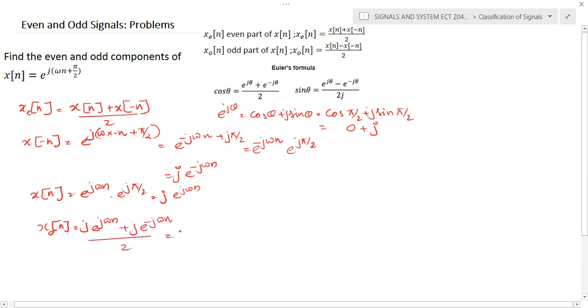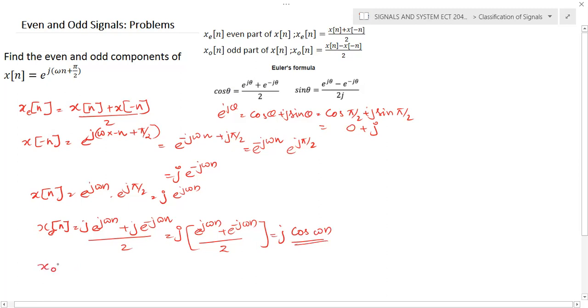So you can take j outside, and remaining, if you group, you will get e raised to j omega n plus e raised to minus j omega n whole divided by 2. And if you compare with the Euler's formula, you can see that this is cos theta form. So you can write j cos omega n. So this is the even component.